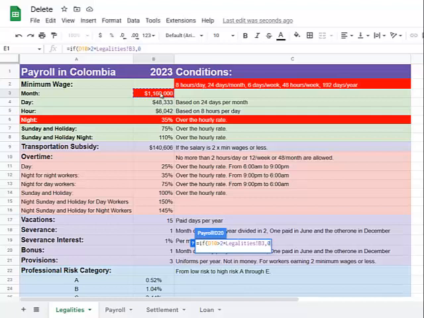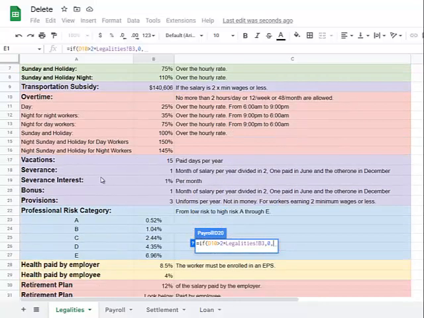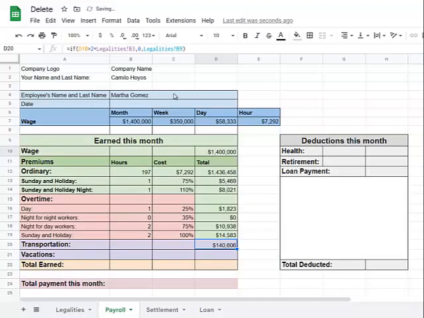give me a 0 because we don't give them the transportation. Or else, that means comma, we're gonna give them the legalities B9. So you go to the legalities, and then let's go to B9 right here, transportation, B9, click there. We're gonna give them 140,606. Then we close parentheses, then hit enter.